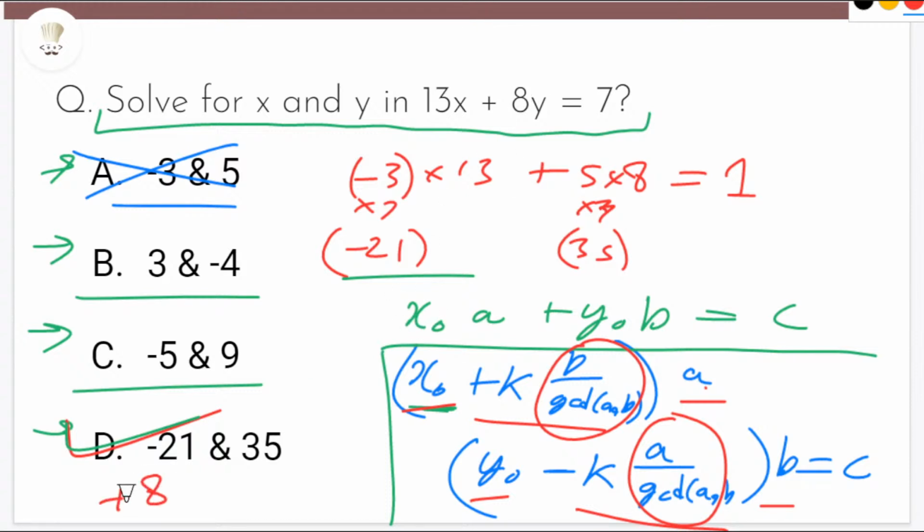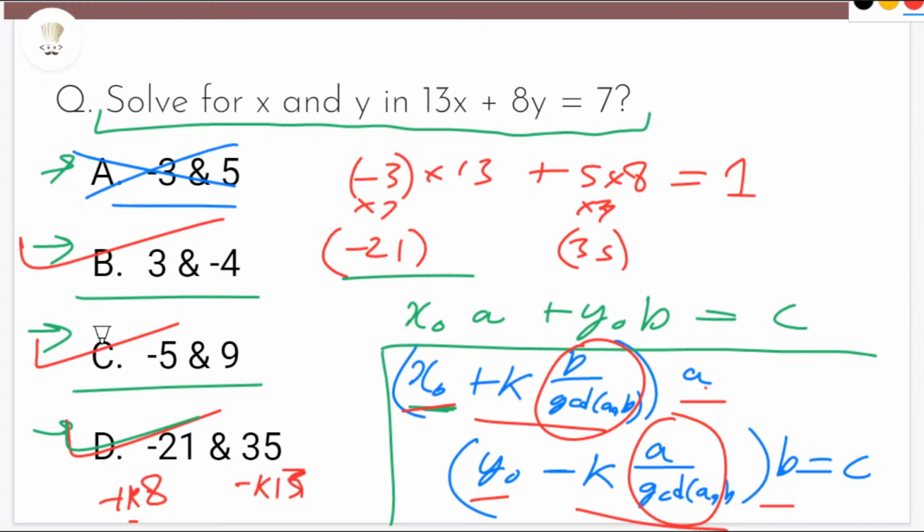We can add some multiple of 8 to minus 21. This multiple can be negative as well, this k can be negative or positive, anything that you want. And a by GCD, GCD is 1, and a is 13, so we can subtract k times 13 here, right? Keeping k as 3, we get 3 and minus 4, so this option is correct as well. And keeping k as 2, we get minus 5 and 9, so this option is correct as well. This is 13, not 15, right?